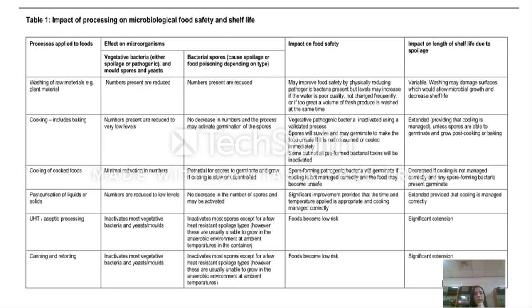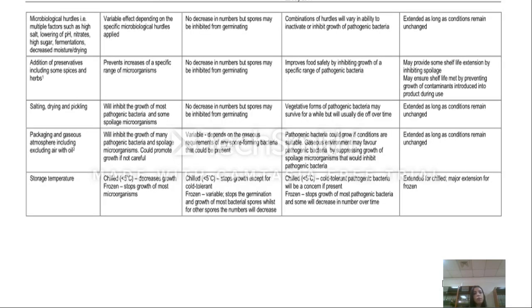Pasteurization will decrease the number of germinated, vegetative bacteria, with no decrease on the spores, improving food safety and extending shelf life. UHT, aseptic processing, mainly used for milk, will inactivate the bacteria and the spores. From the food safety point of view, the food will become low risk, and we have a significant extension of shelf life. Same for canning and retorting, which is sterilization.